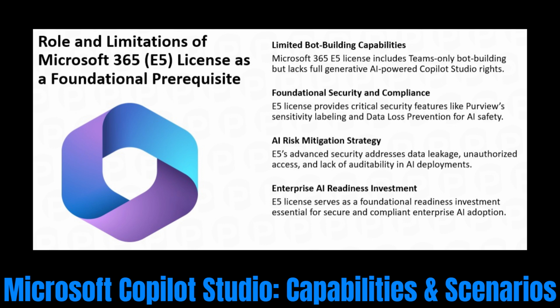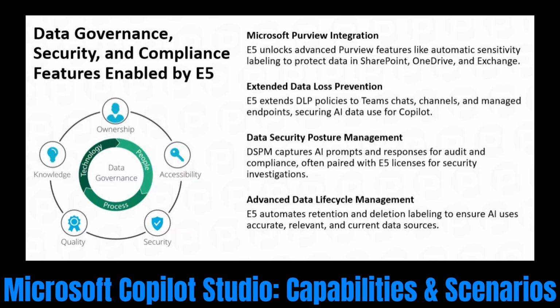Okay, so not the full AI powerhouse then, but it sounds like E5 is still crucial. So what is its main job here? What's the real value? It is absolutely crucial. Think of E5 less about using Copilot Studio's fancy AI right away and more about building the secure foundation. It's the readiness investment for your whole enterprise AI plan, its main role establishing that bedrock of security, compliance, data governance, things you absolutely need before you unleash powerful AI. It unlocks advanced Microsoft Purview features, which are key for securing AI.